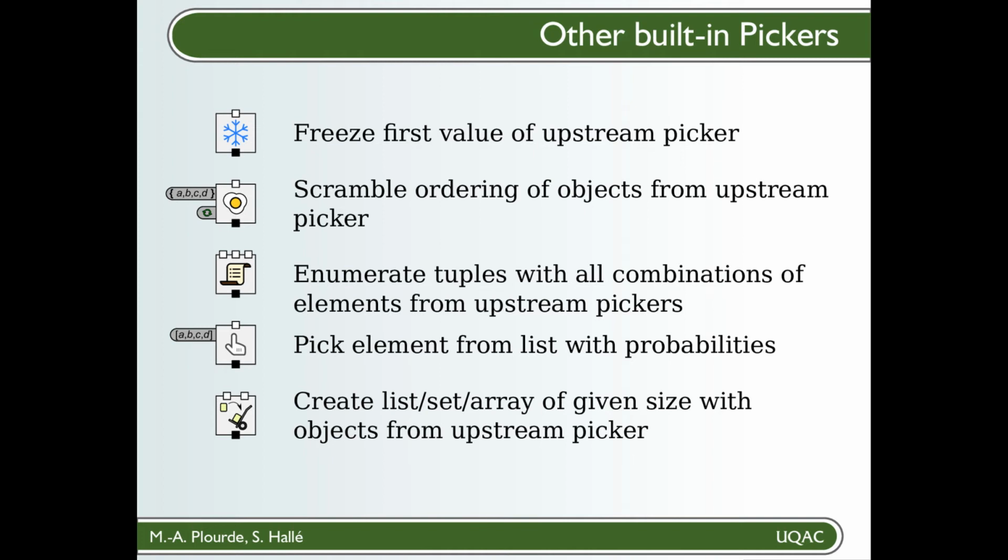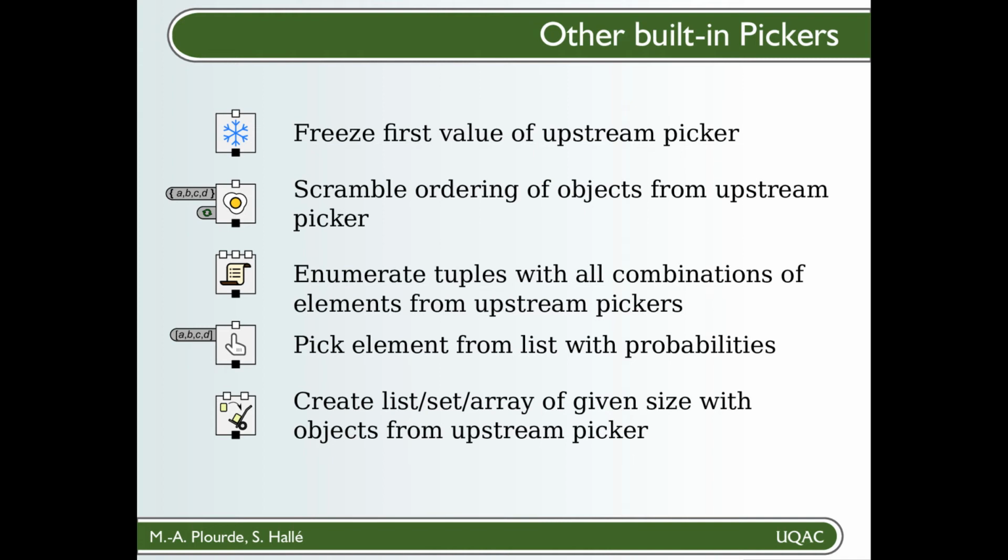In effect, it works as if the original picker had been frozen and prevented from producing new outputs. Scramble asks for a variable number of values from another picker, shuffles their ordering, and places them back in that modified order. Pick element picks an element from a given set based on probabilities associated to each element.